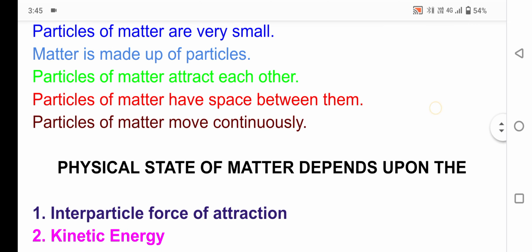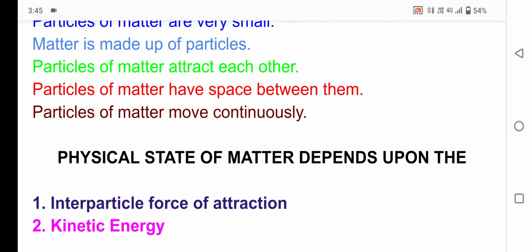Next, particles of matter are continuously moving. Take an example: if you put a drop of ink into water and keep it undisturbed for some time, you will find later on that the ink has spread throughout the water. This is because the particles of ink keep on moving. So the particles of matter move continuously.